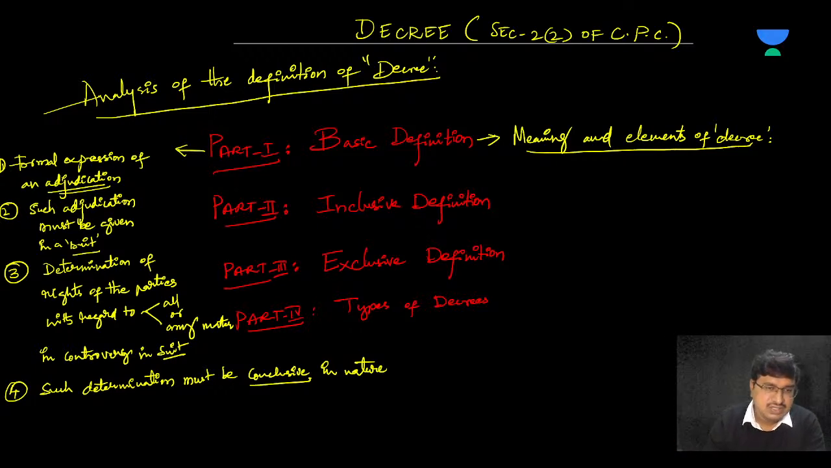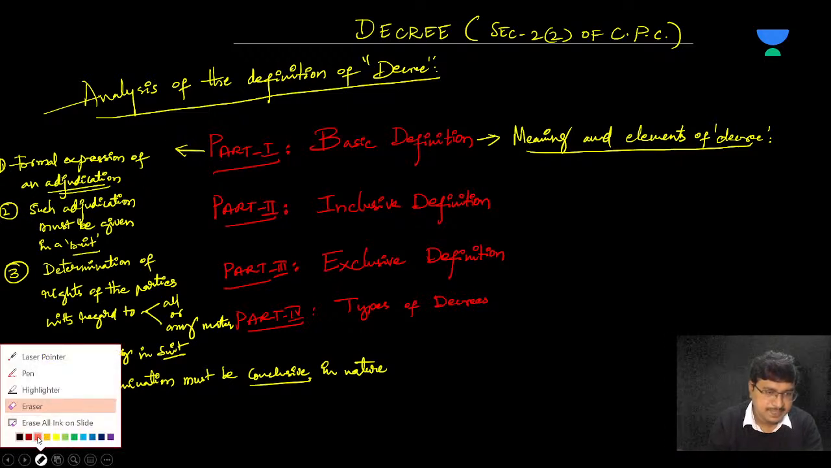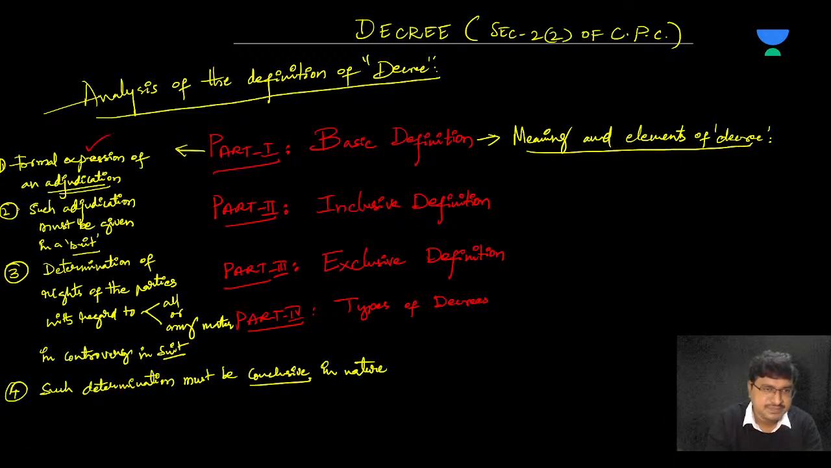Now, the meaning of adjudication in a suit, friends. Adjudication means the judicial determination, or adjudication means to settle the dispute judicially or by judicial authority. Now these two points come.